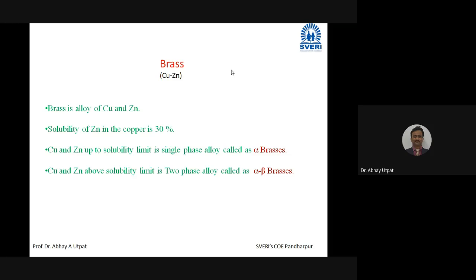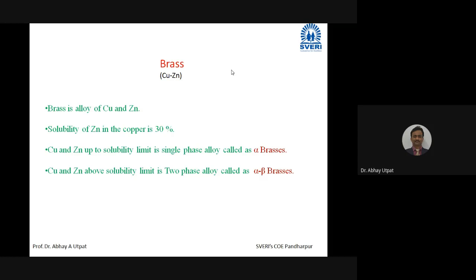Beta, gamma, delta, all these are Latin words, and these are used as symbols. It is used for single phase, and when beta phase is there, it will be treated as an intermediate phase. So solubility limit is important. You should start explaining from the solubility limit.